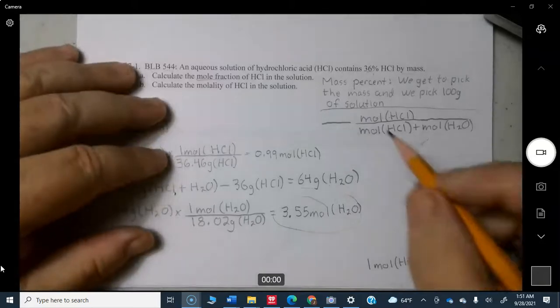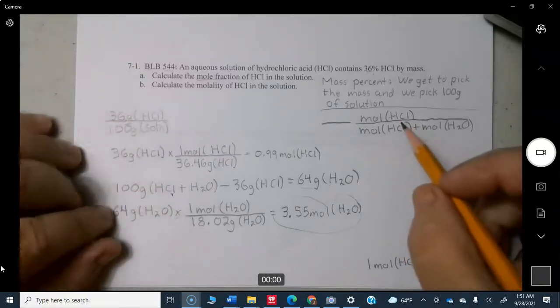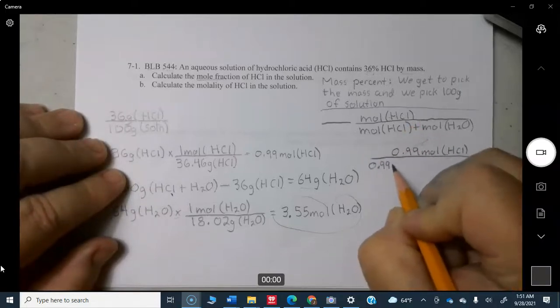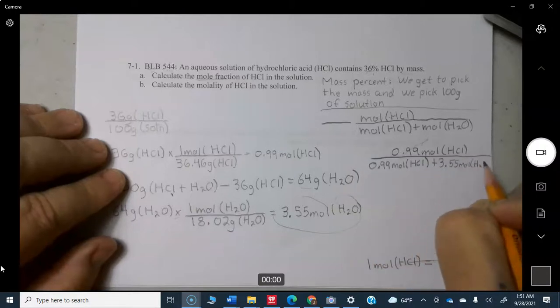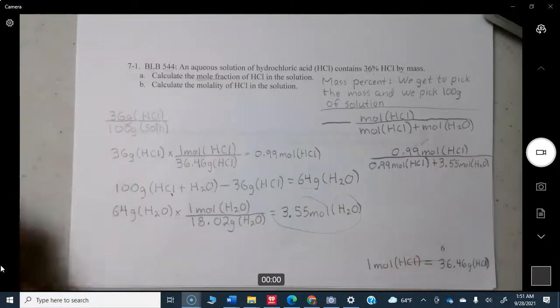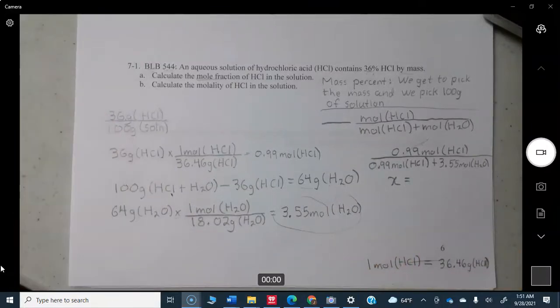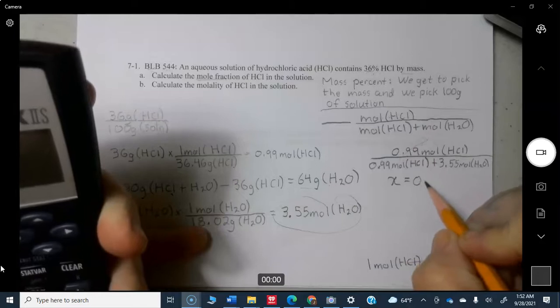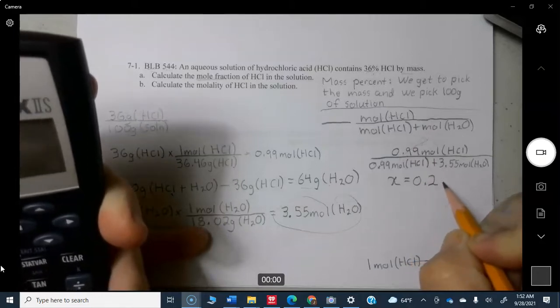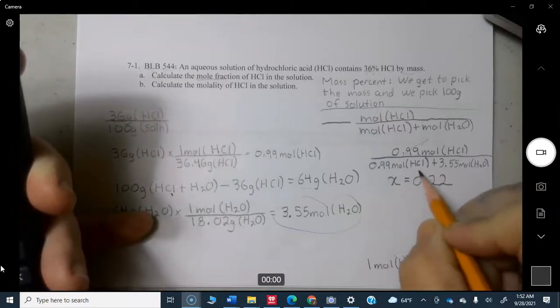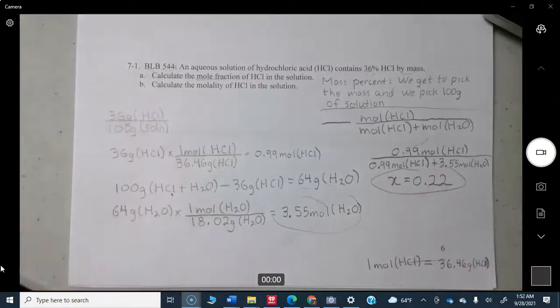Alright, let's see if we can squeeze them all in up here. So, moles of HCl is there. Okay, so take that and divide it by those two added together and you'll have your answer. And that's called chi, and it's dimensionless. There's no dimension, no units to it. I'm going to get 0.2. I'm going to round to 2 significant figures here. And that's it. So it's roughly 1/5. Roughly 1/5 is hydrochloric acid.